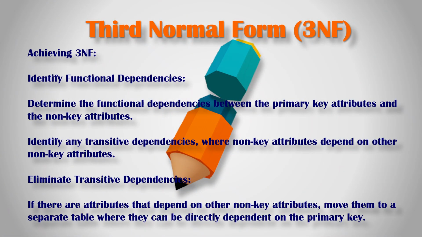Achieving 3NF. Identify functional dependencies. Determine the functional dependencies between the primary key attributes and the non-key attributes. Identify any transitive dependencies where non-key attributes depend on other non-key attributes. Eliminate transitive dependencies. If there are attributes that depend on other non-key attributes, move them to a separate table where they can be directly dependent on the primary key.